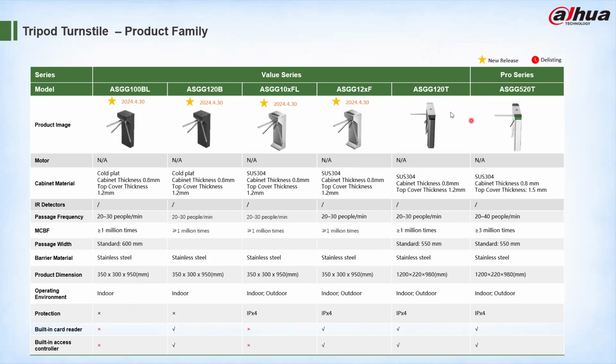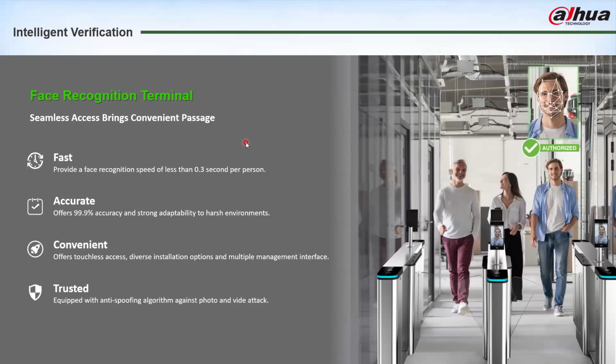If you're using fingerprint, there's some that support fingerprint, there's some that support, let's say, the face, if connected to the face terminal access controller. So for the face verification through the intelligent verification, we have the face recognition terminals, which are going to be combined with any of those gates that we mentioned before. So they are a seamless access bridge for convenient passage that gives you the following features.